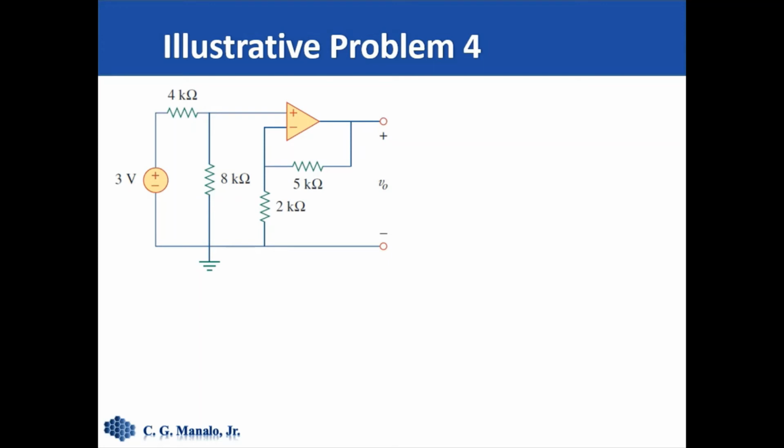So here is our circuit again. So maybe what we can do is convert this first into its Thevenin's equivalent. So that means that we're looking for a circuit that looks like this.